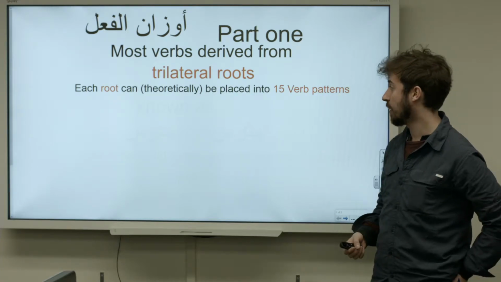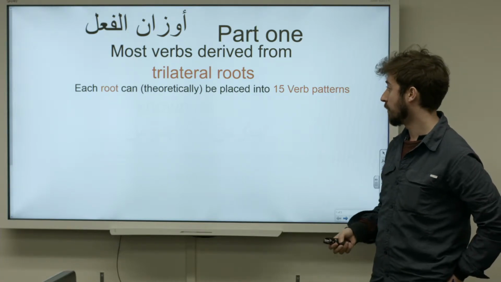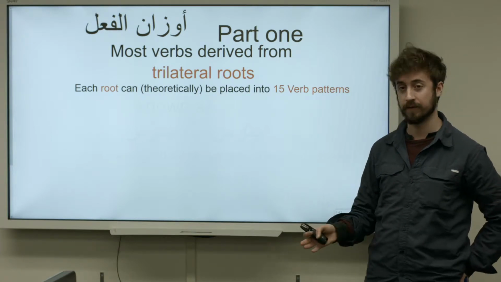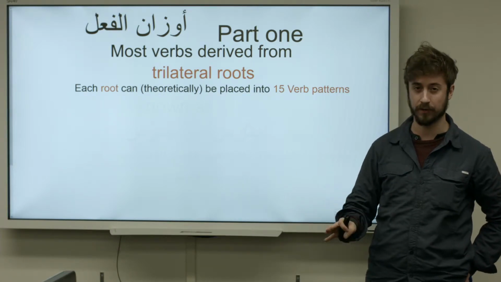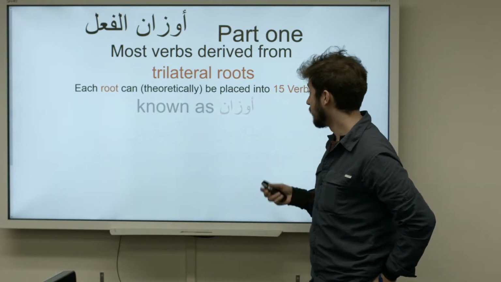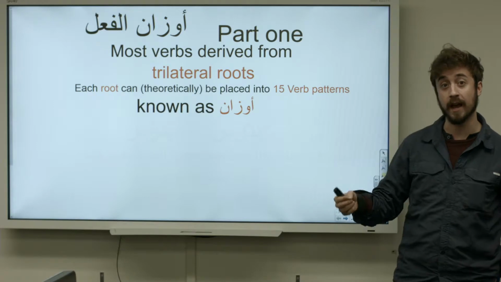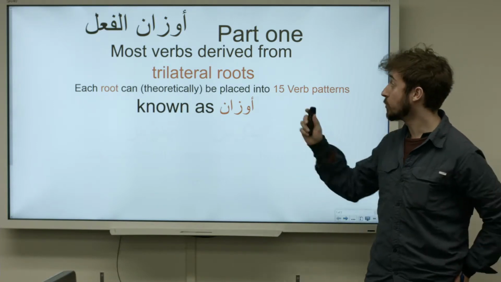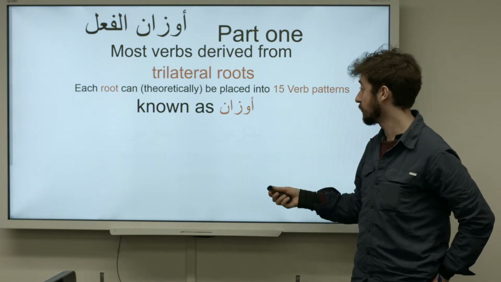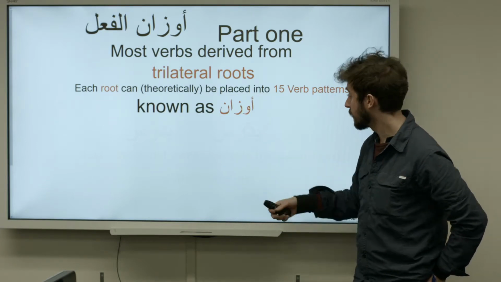But the thing is that there are only really 10 common verb patterns. So in our series of videos on this concept, we're just going to focus on the 10 main ones. And these patterns are known as awzan. So roots, or judhur, can be put into hypothetically 15 different awzan, or patterns.